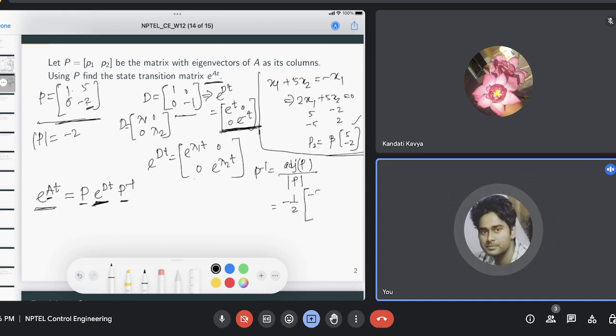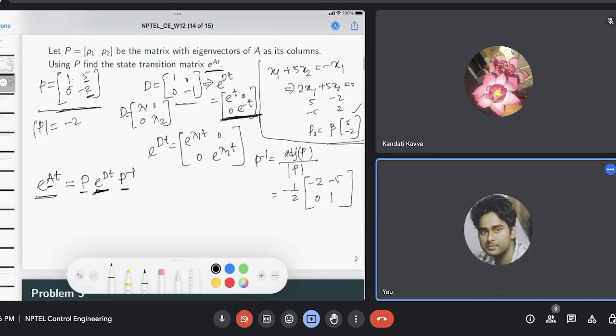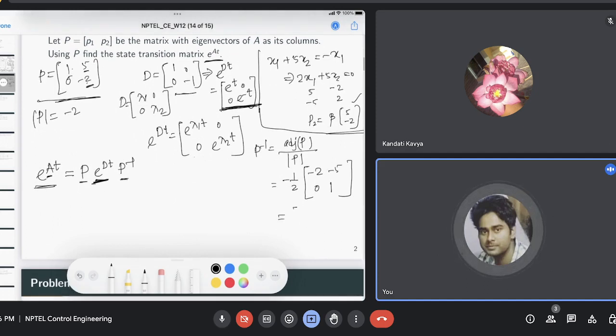So this will be minus 1 and 1, and the off-diagonal elements, that is the 5 and 0, will be written with a minus sign. Okay, so this is the adjoint matrix for the P matrix. So then P inverse is just 1, 5 by 2, 0, minus half. Okay, so this is the P inverse matrix.